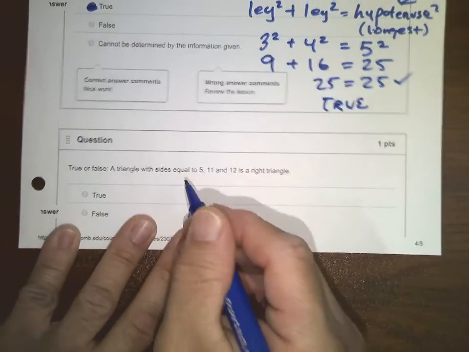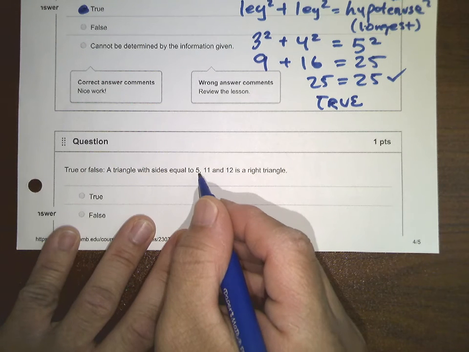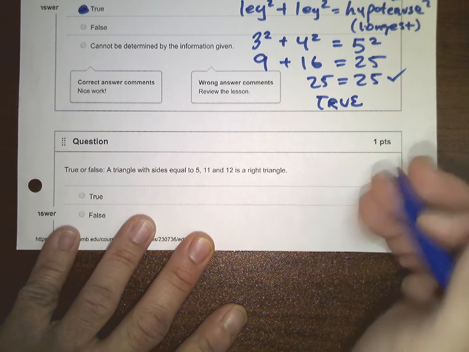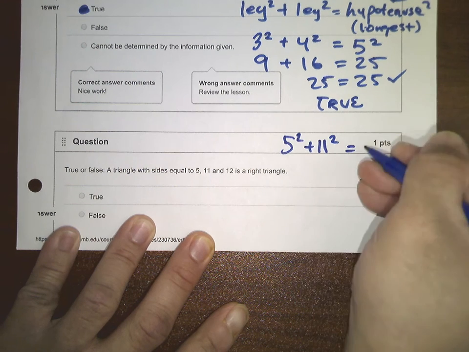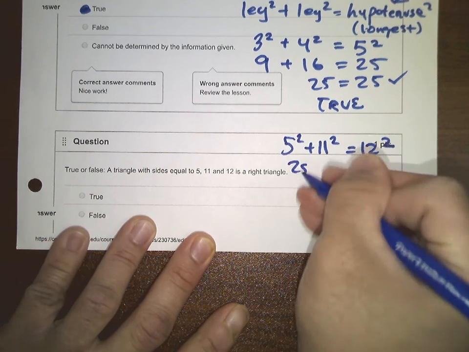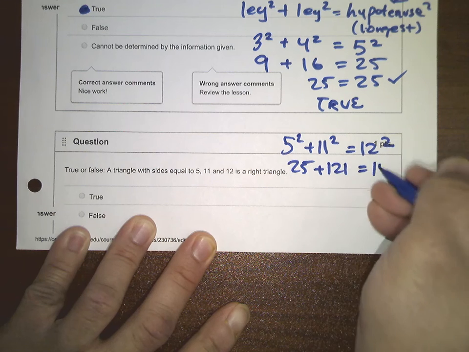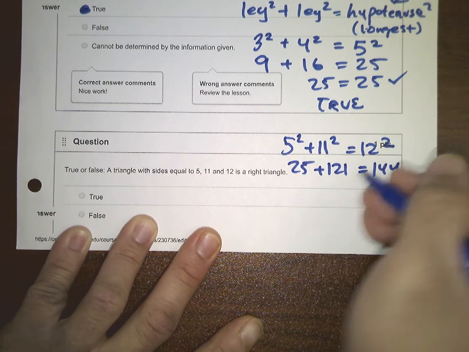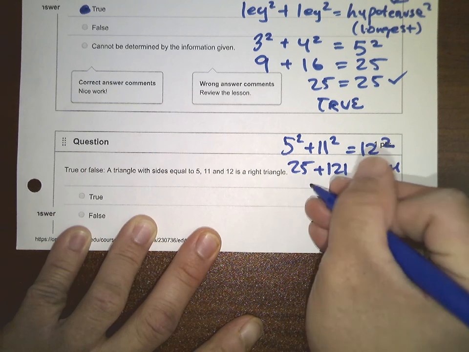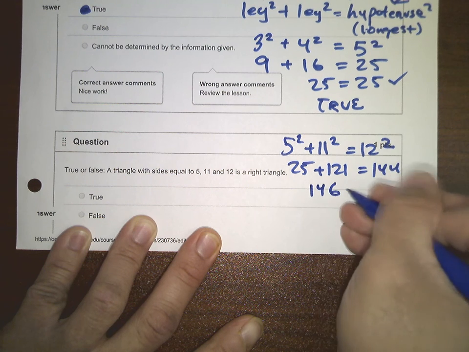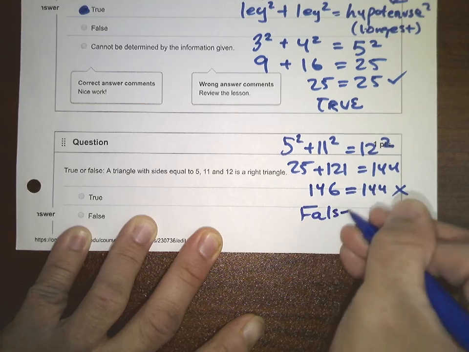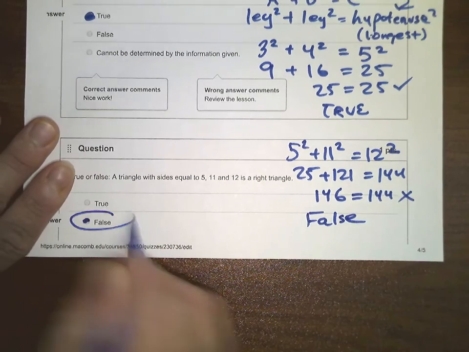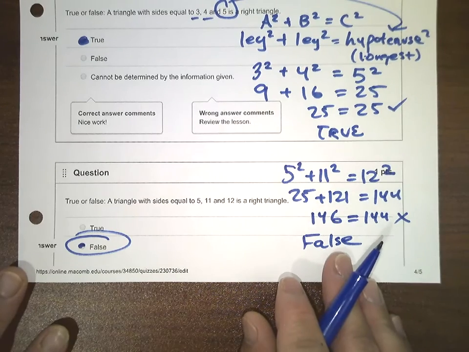All right, let's try again. So we have a triangle with sides equal to 5, 11, and 12 is a right triangle. So does 5 squared plus 11 squared equal 12 squared? Well, 25 plus 121, does that equal 144? No, because this is 146, and that does not equal 144. So this is false. So that means that this cannot be a right triangle.